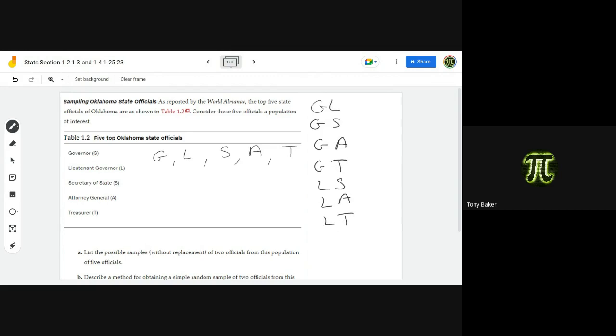Now I'm done with all the L's. Now we do the S's. So now I do SA and ST. Done with all the S's. Now I can start with the A's, AT. And now I know I have every possible way that you can list them. Right? When you're trying to list them out, do it in a systematic way.